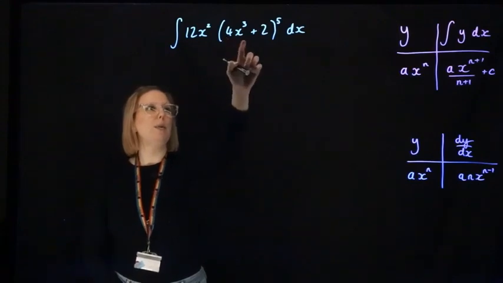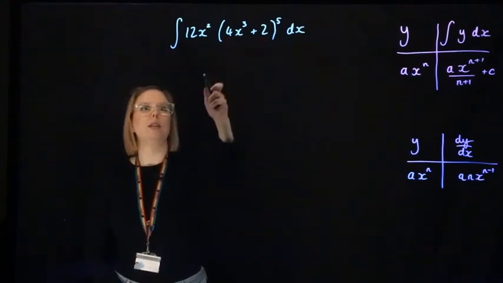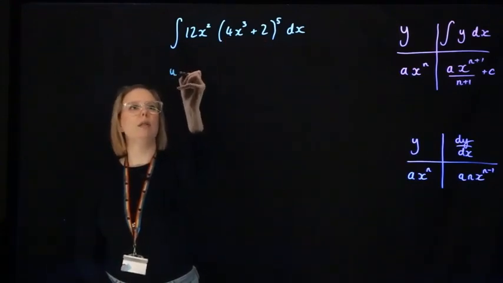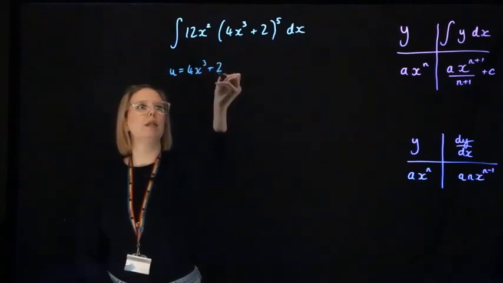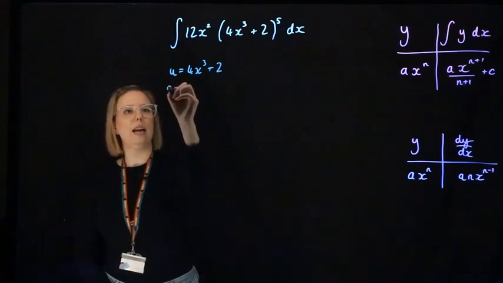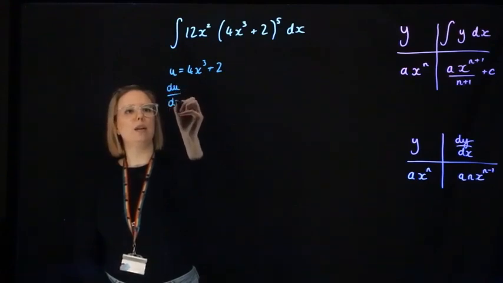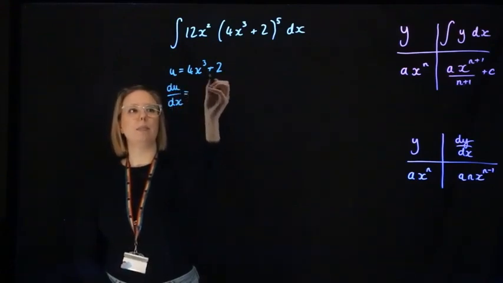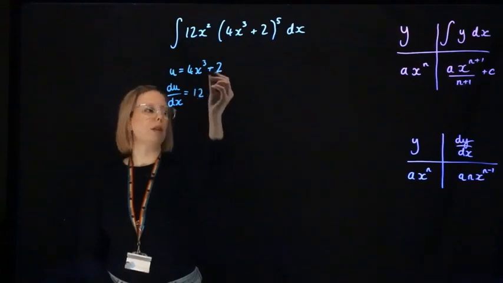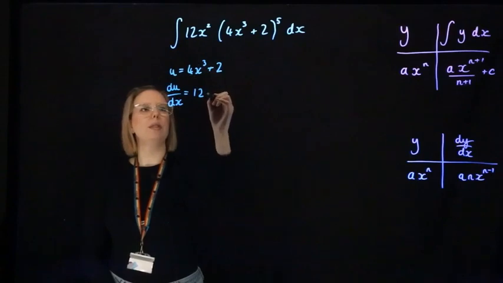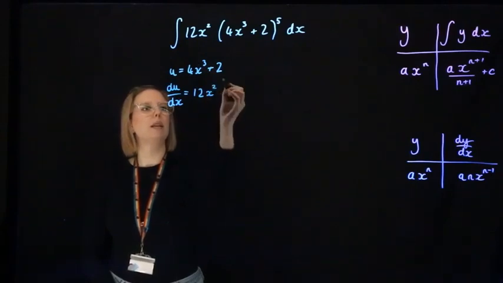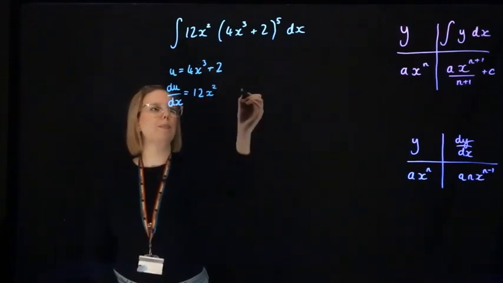So the bit that we need to differentiate, that's going to be our u. And then even though we're integrating, we're going to differentiate this bit. So that's this rule down here. The power comes down, take one away, and the 2 will disappear.